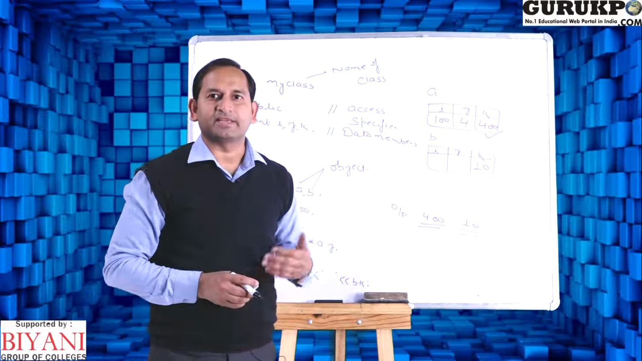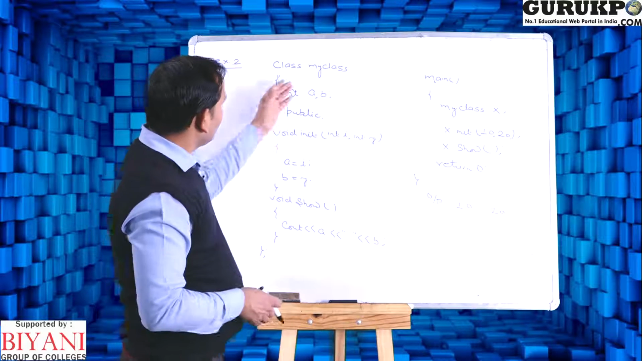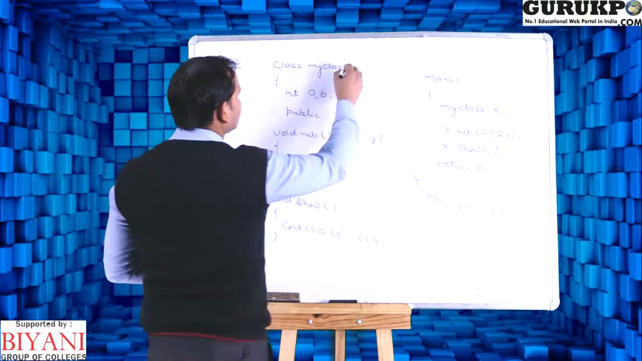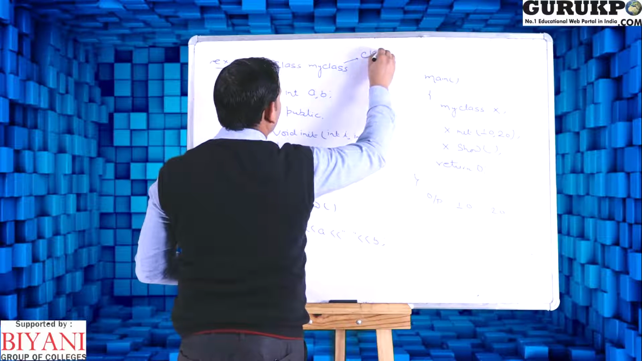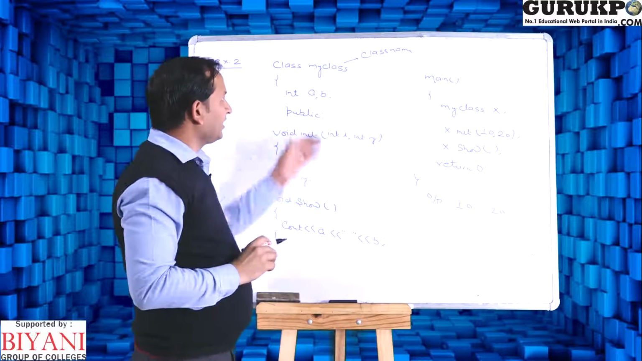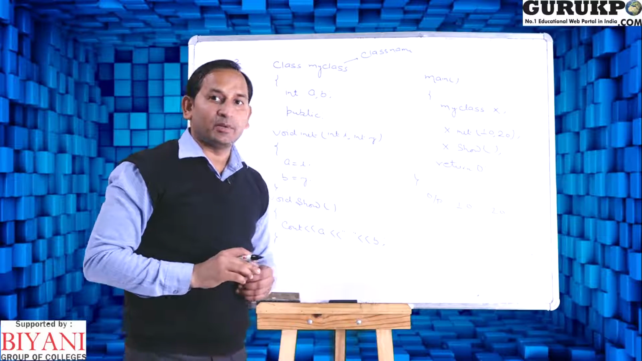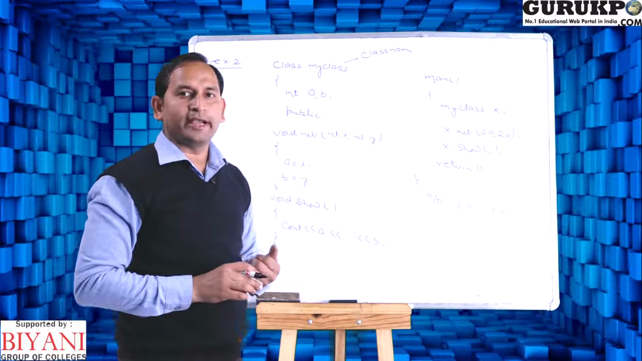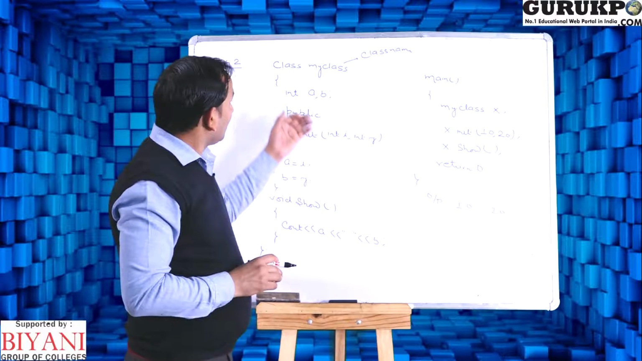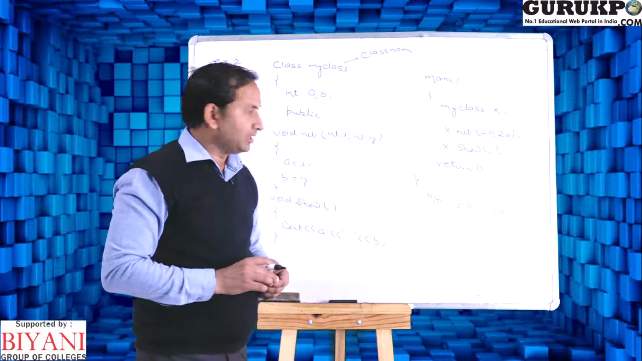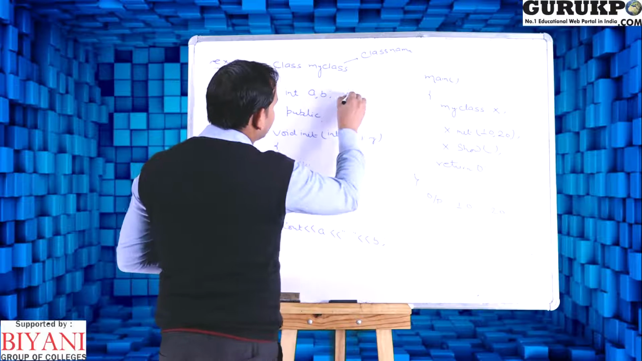Now, we take a second example. In this second example, we are creating another class, myclass. So, myclass is the class name. We are declaring a and b. So, a and b are data members. We are not using any access specifier here. So, by default, data members of a class are automatically private if we do not declare otherwise.